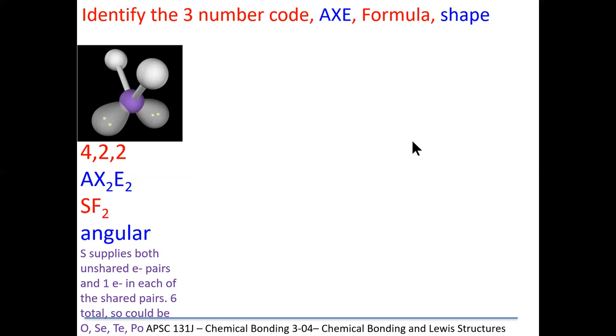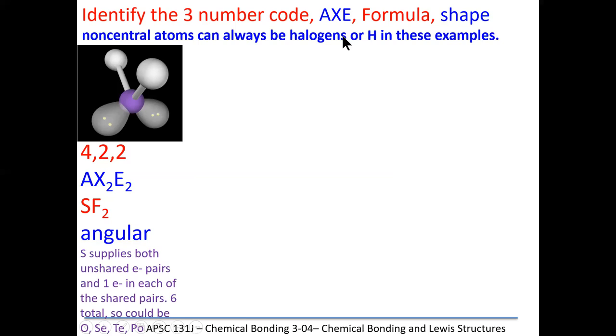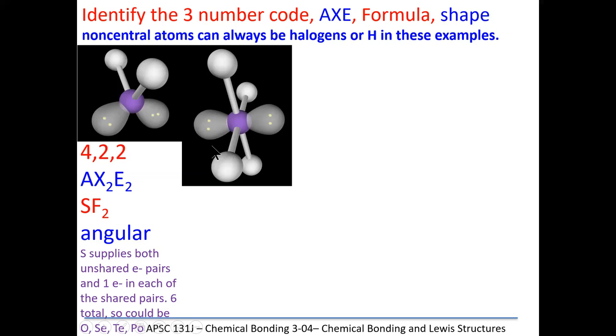So the non-central atoms in my model will always be halogens or hydrogens. So in this case, here we have a shape. If I look at the atoms, it's a square planar shape. There are 1, 2, 3, 4, 6 pairs of electrons around the center joined to 4 atoms. So it's a 6-4-2. The shape, if we just look at the atoms, is square planar. The AXE designation is a single atom joined to 4 atoms with 2 unshared pairs.